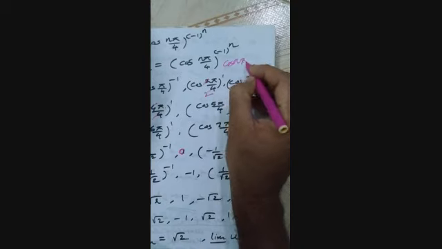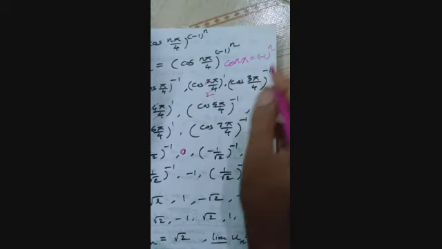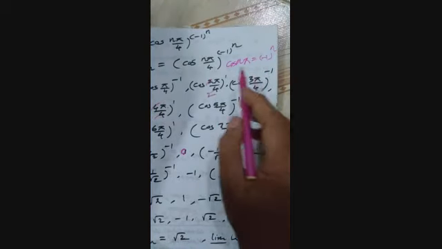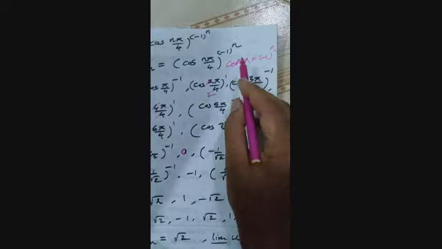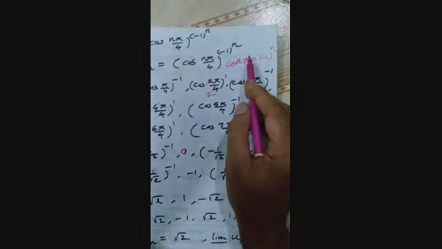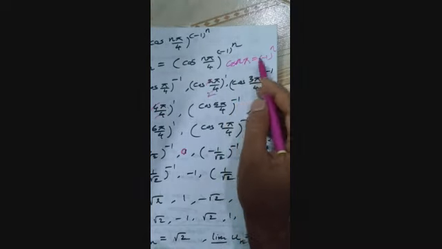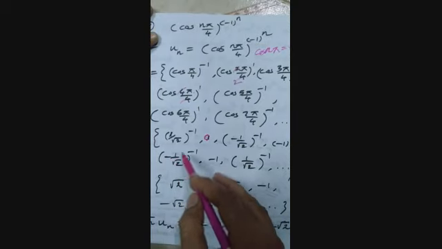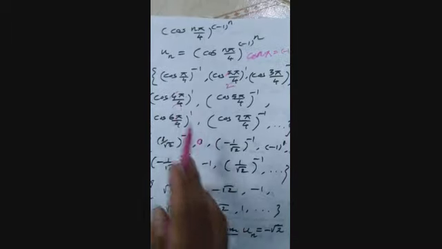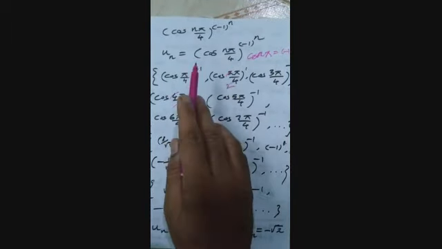I am telling this result: cos n pi equals minus 1 whole power n. Cos pi is minus 1, cos 2 pi is plus 1. Where n is an odd positive integer, we are getting minus 1. Suppose n is an even positive integer, we are getting plus 1. So that's why we are getting minus 1 power n minus 1 by 2. See the alternating power: minus 1, plus 1, minus 1, plus 1, minus 1, plus 1.